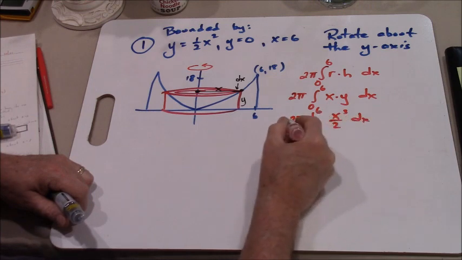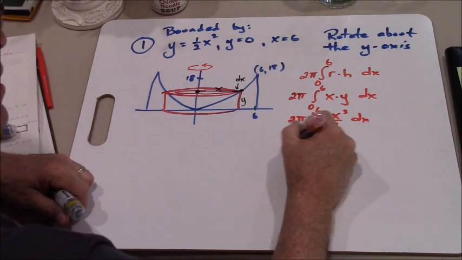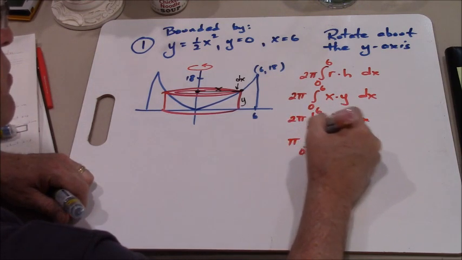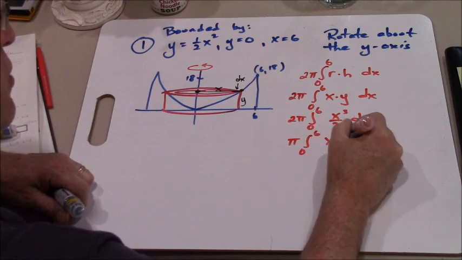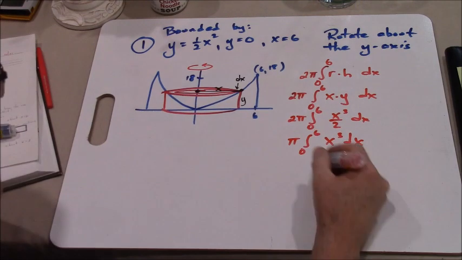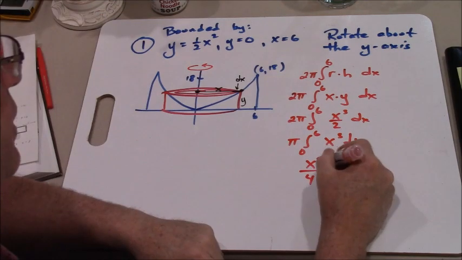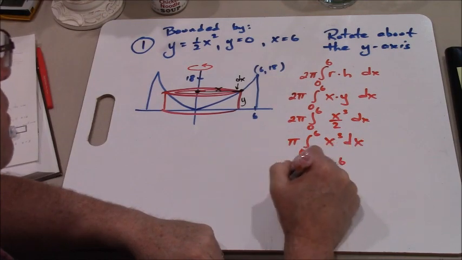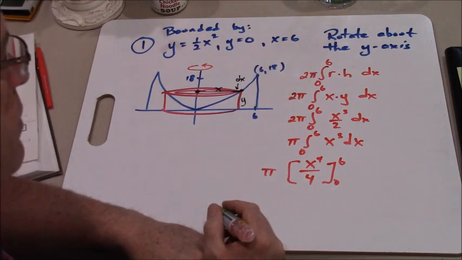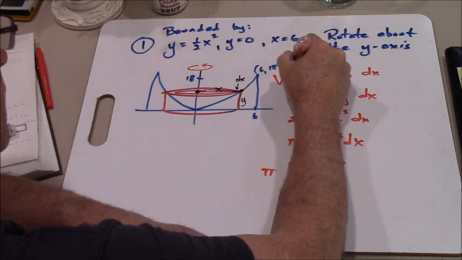I'll just bring that 2 to the outside and divide, so what I get is pi times the integral 0 to 6 of x cubed dx. And so that's going to be x to the fourth over 4, evaluated from 0 to 6, times pi. And again, we're trying to find the volume.